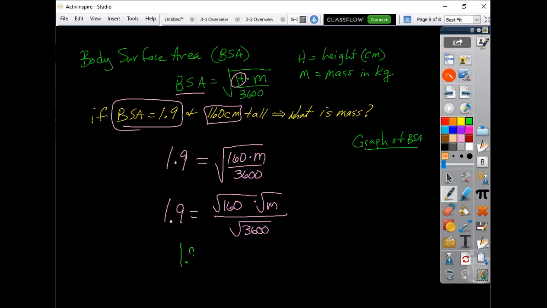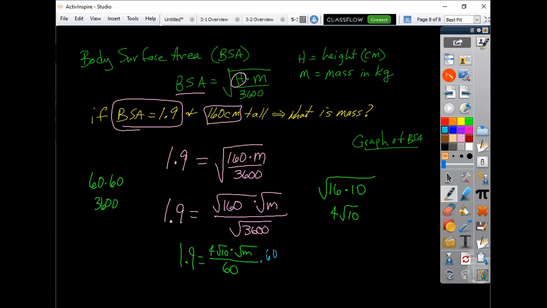So then I've got my 1.9, the square root of 160, because 160 is 16 times 10, and that 16 square root will get out as a 4. Remember how they like you to simplify those? So this is 4 square root of 10 times the square root of m, all over 60 times 60. 6 times 6, 36, add those two zeros. So that's just a little over 60. Trying to get the m alone. So let's multiply by that 60 to get it to the other side.